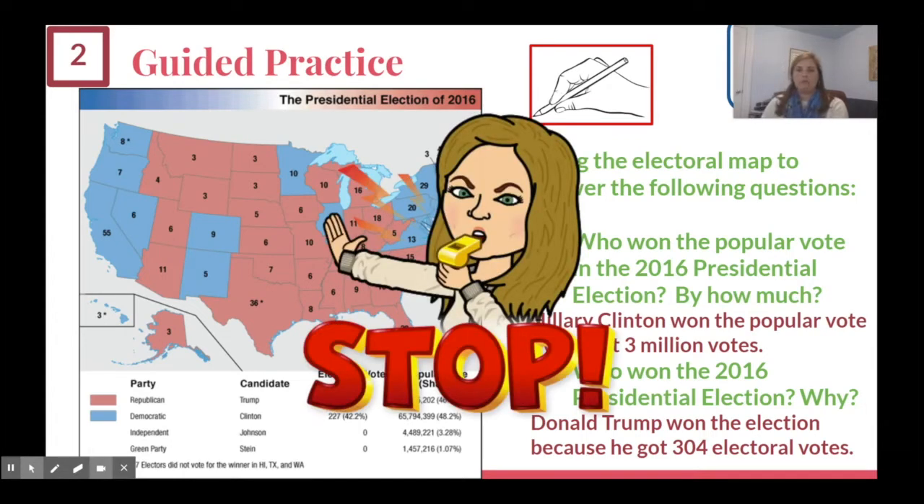Hold up. Wait. I thought that whoever got the most votes wins the election. Wait, so you're telling me that that's not how it works? If you're feeling confused, you are not alone. There are a lot of people who question why we have an electoral college, knowing that this very situation can and has occurred multiple times in the past, not even just in 2016.